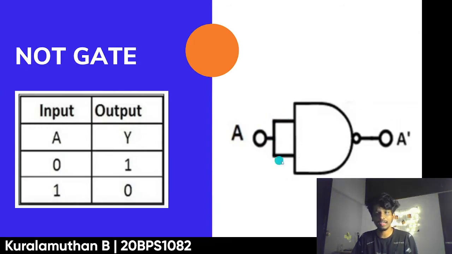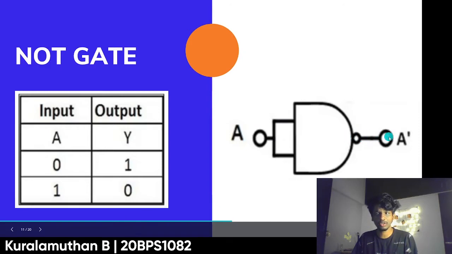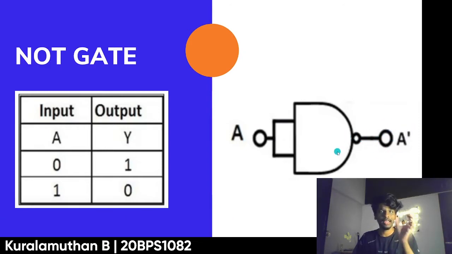So we are going to share the input in both of the input lines of the NAND gate, and we are going to derive the output at the other end, because A dot A is going to be A. So A dot A whole bar is going to be A bar. So that's how it works.